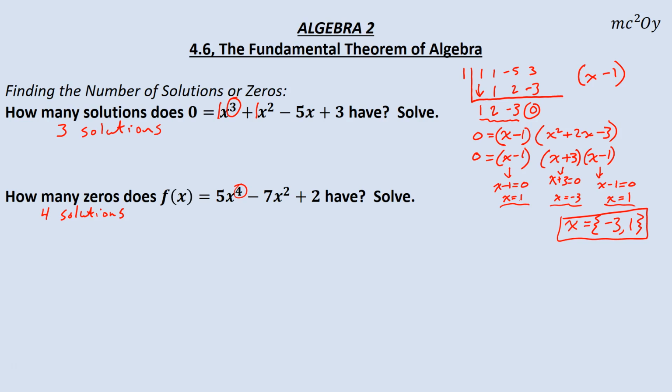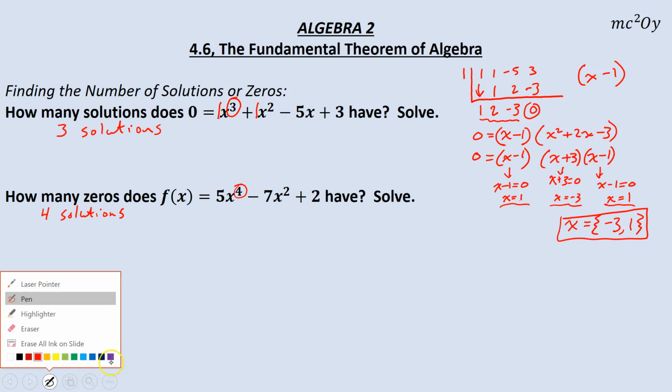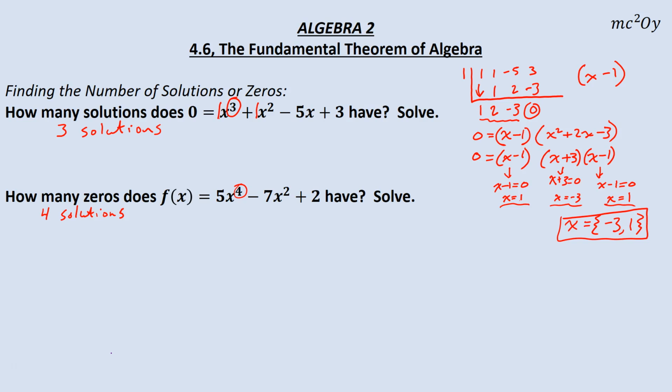Well, we know it has 4 possible solutions. To solve it, I'm going to once again check out synthetic division. So I'm going to look at this and try my 1. Once again, add my coefficients, 5 and negative 7 plus 2. That actually equals 0, which means 1 goes into it. I'm going to switch up colors here. So 1 goes into it.